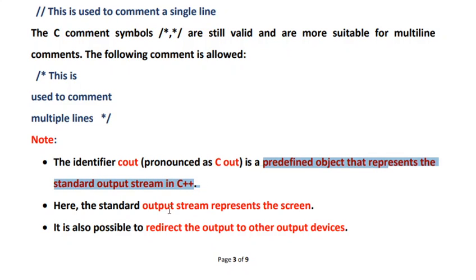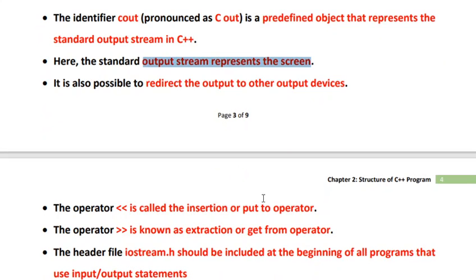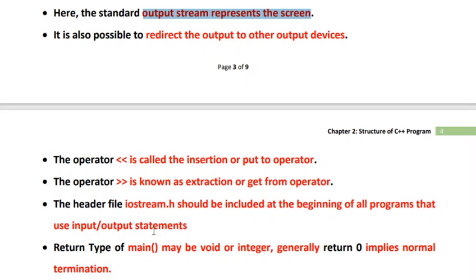So by output stream we basically mean the stream where we place the data, and we can redirect the data into some other file or some other location as well. Now, the next important operator, the bitwise left shift operator, is also called the insertion or put to operator. Just see here, this particular operator is being used for performing different operations, right?